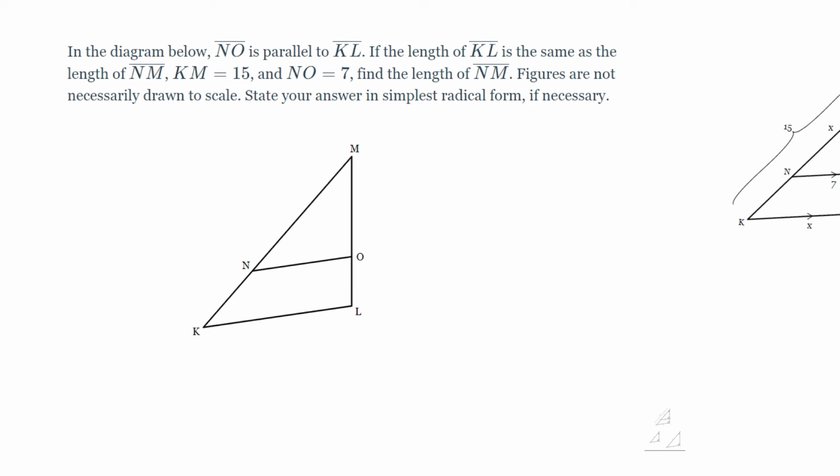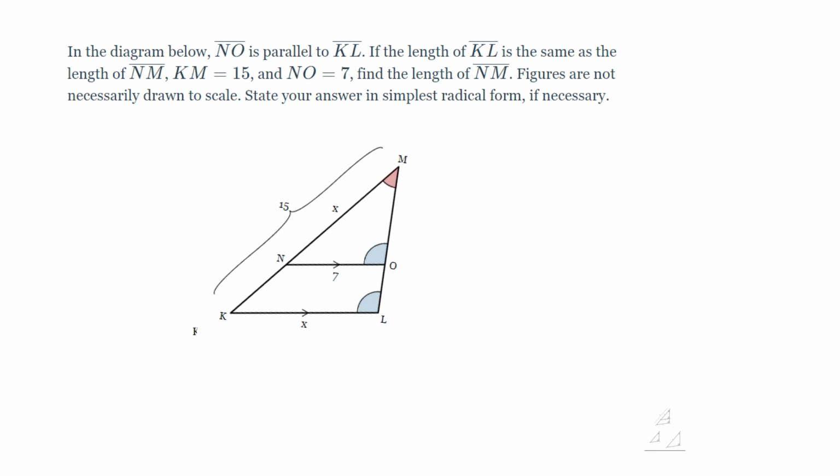All right, as we see this one, we have parallel lines NO and KL, so we have corresponding parts that are happening here. And I have this figure in a little more visual effect here. And we can see that the side KM is 15, the side NO is 7, and the bottom value is unknown, which is X. So we're going to have to set up some corresponding parts here that are a little bit different than we were dealing with.